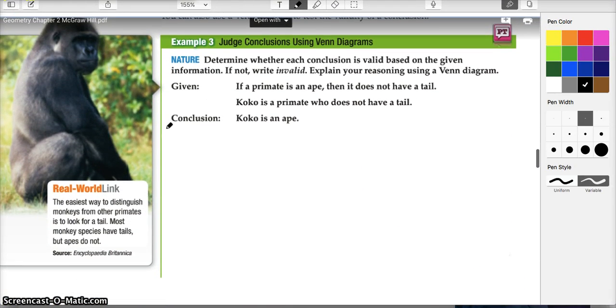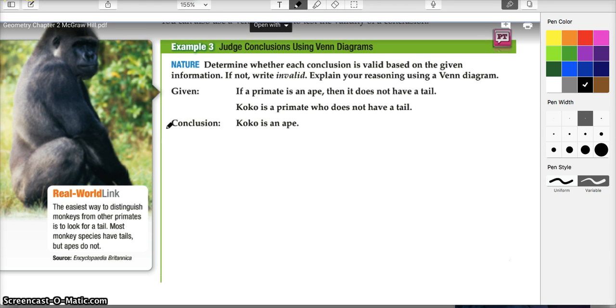All right, let's look at this next one. We're going to look at using a Venn diagram for analysis purposes. So here we are. We have to determine whether each conclusion is valid based on the given information. If it's not valid, then we're going to write invalid, and we're going to explain our reasoning using a Venn diagram. So here it is.